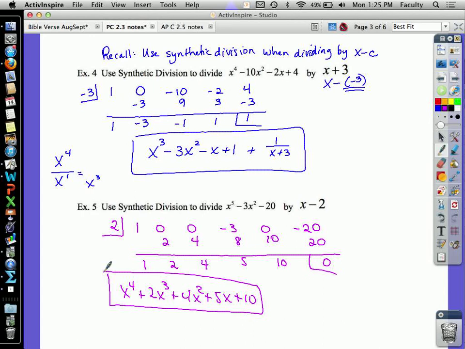Let me ask you this. If I said I had 24 divided by 3, there's no remainder. That means 3 goes into 24 evenly, right? So this means x minus 2 goes into x to the 5th minus 3x squared minus 20 evenly, that there's no remainder, okay? All right, any questions on synthetic division?